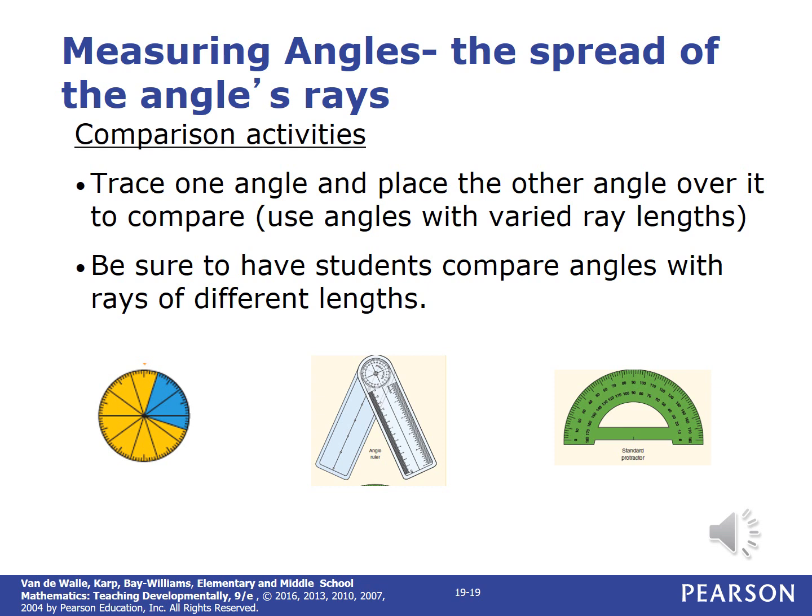To help students conceptualize the attribute of the spread of the rays, 2 angles can be directly compared by tracing one and placing it over the other so that they can see the more spread out these 2 rays are, the greater the degree measure of the angle. You want to be sure to have students compare angles with rays of different lengths, because the lengths of the rays do not affect the spread of the 2 angles, because they have to remember that these rays, even though they're not drawn on infinitely, do go on infinitely.